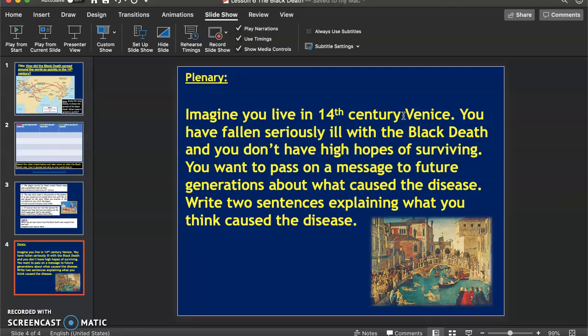But in your final moments, as you take your last gasps of breath, you want to pass on a message to future generations about what caused the disease. Yeah? You might be lying inside a little corner of a church, and all you have is a sharp implement, and you're scratching it into the walls. What are you going to write about the cause of the disease? What do you think caused it? Use the sources, use your own imagination to write 2 sentences explaining what you think caused the disease.